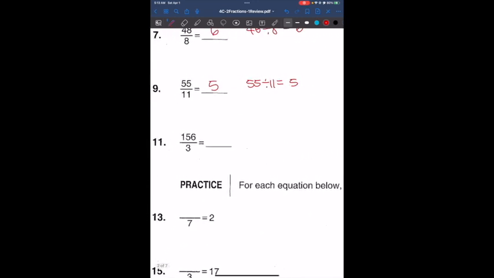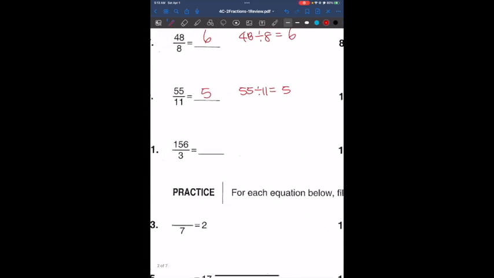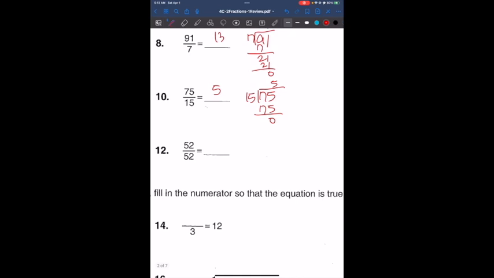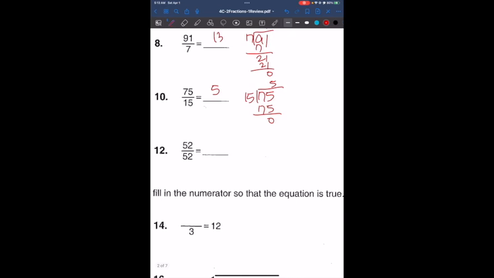And so we're using the division that we learned in the previous video. And dividing 156 by 3, we get 32. And 52 divided by 52, which is dividing it by itself, so it's going to give us 1.